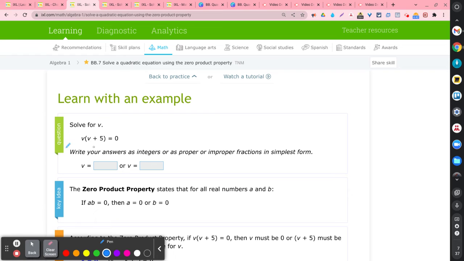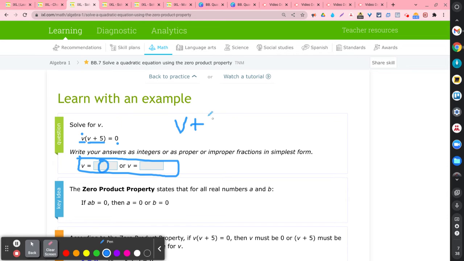So something times something equals 0. That means that either V is 0 or what's inside the parentheses is 0. So there's two possibilities, and that's why you have two answers. So either V is 0 or what's inside the parentheses is 0.